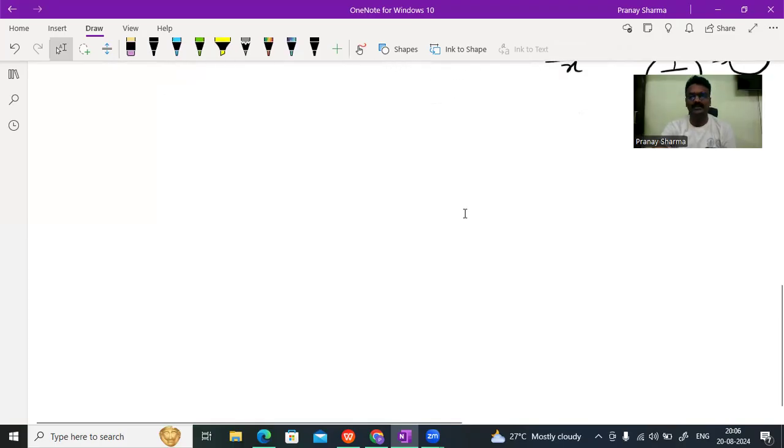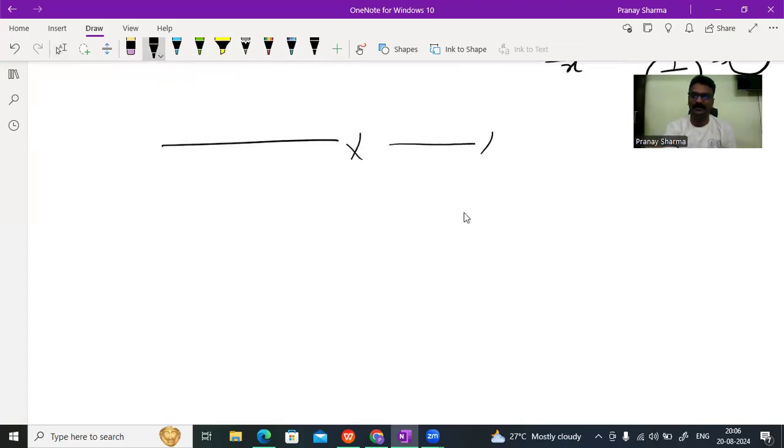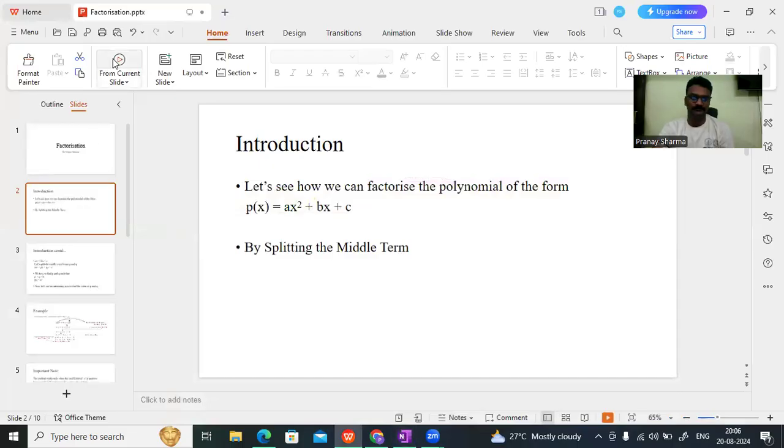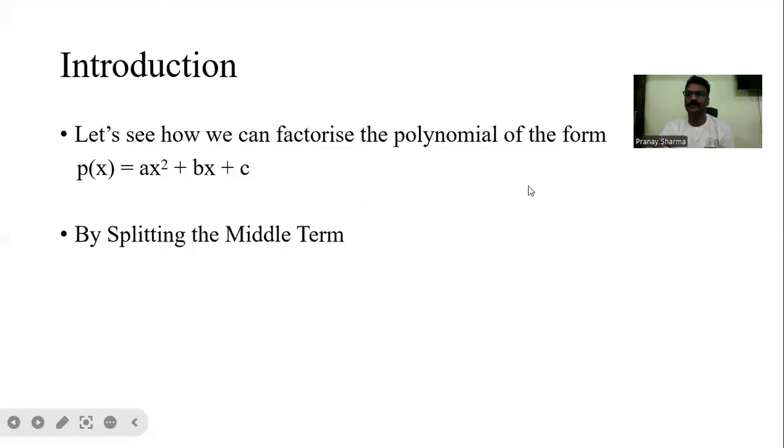Now we have different categorizations of polynomials as well, but we are not going into a deep analysis of them. We'll be considering factorization as our prime objective. So let us quickly jump back to our slides now. I hope my slide is visible. So we'll be considering binomials as well as not binomials. We'll be considering quadratic polynomials as well as cubic polynomials.